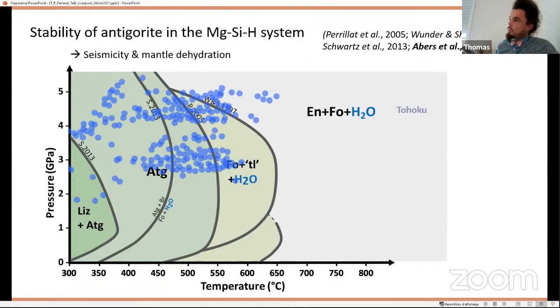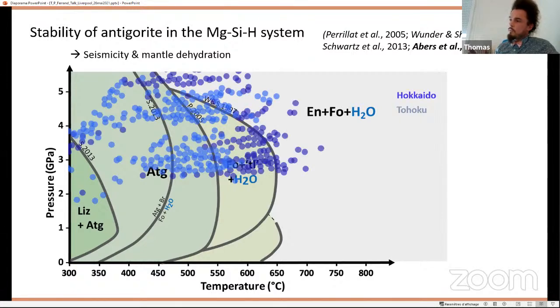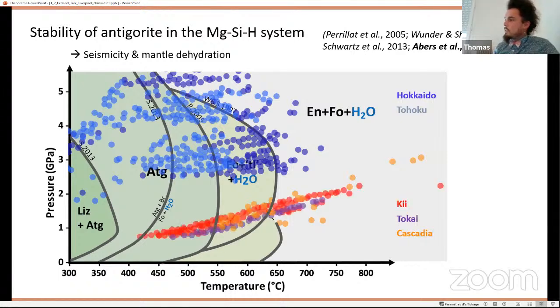And when you look at the same for Hokkaido, it's a little bit more obvious, I would say. And you can do the same for Cascadia, Tokai, and Kii. And I will show it later for Chile and for Romania.